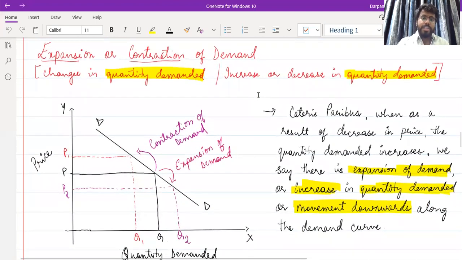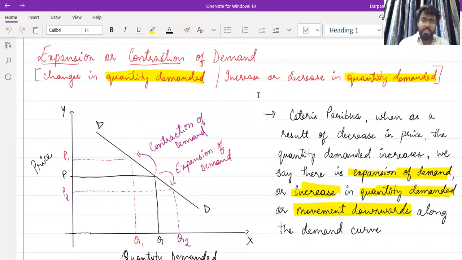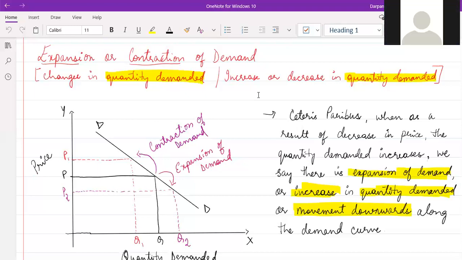All right, coming to expansion or contraction. Again, there were questions on this topic also. There was a student who asked me, she's getting confused in this topic. So I'll take this topic a little bit slow. So what is expansion or contraction of demand? This is nothing but a change in quantity demanded because of a change in price. What factor am I changing? I'm changing price.